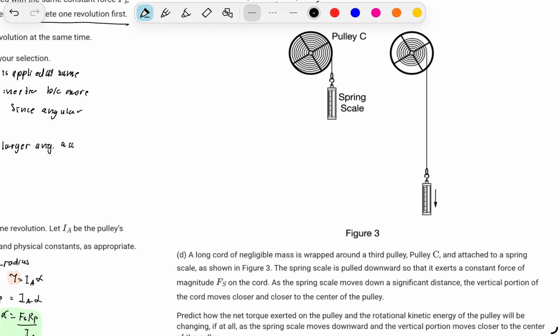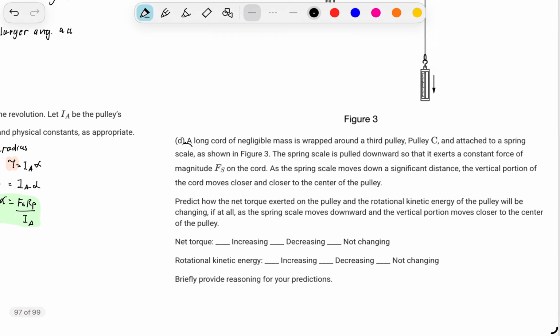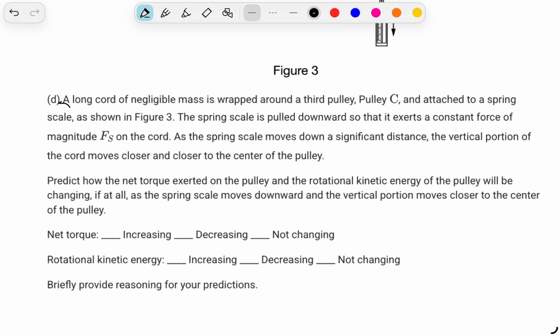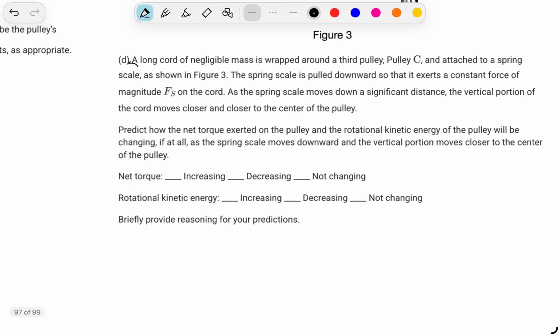So this is pulley C. A long cord of negligible mass is wrapped around the third pulley, pulley C, and attached to a spring scale as shown in figure 3. The spring scale is pulled downward so that it exerts a constant force of magnitude Fs on the cord. As the spring scale moves down a significant distance, the vertical portion of the cord moves closer and closer to the center of the pulley. Predict how the net torque exerted on the pulley and the rotational kinetic energy of the pulley will be changing, if at all, as the spring scale moves downward and the vertical portion moves closer to the center of the pulley.